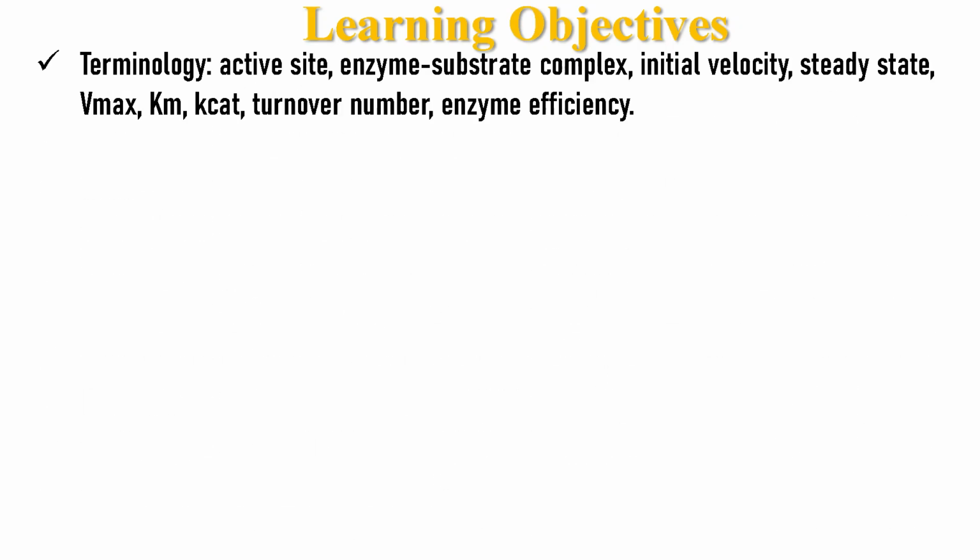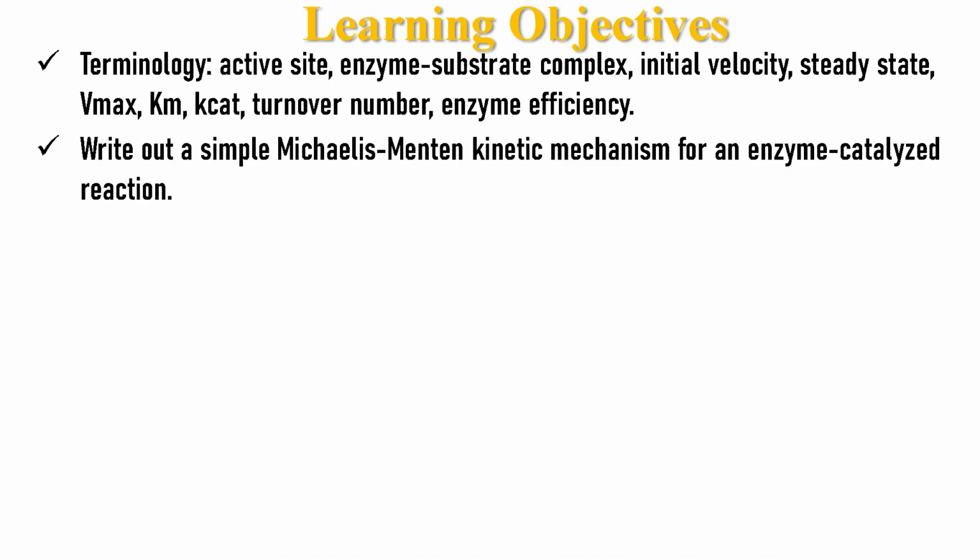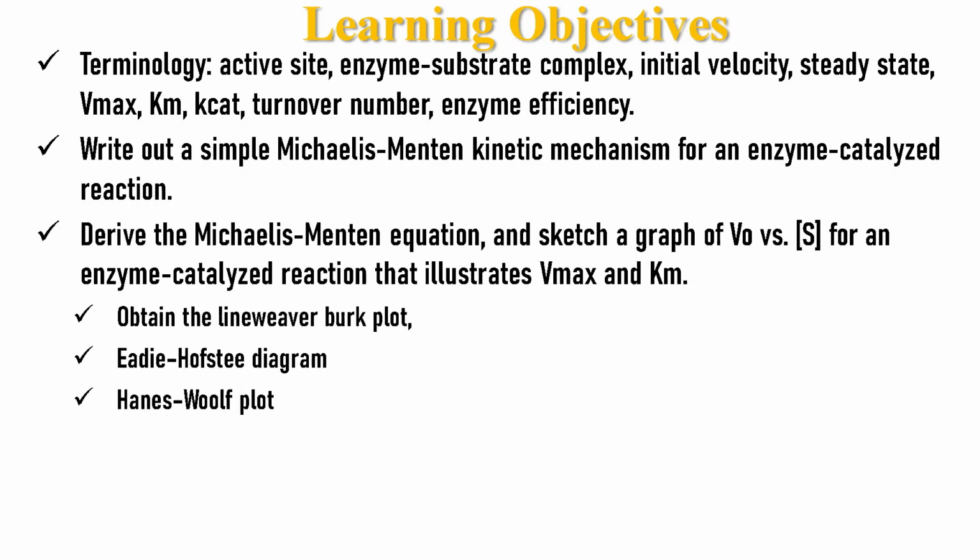Now, what do we expect by the end of this lecture? You should have become conversant with some terminologies like the active site, enzyme substrate complex, initial velocity, steady state, rapid equilibrium, maximum velocity, Km, Kcat, turnover number, enzyme efficiency, and so on and so forth. You will also learn how to write the simple Michaelis-Menten equation or Michaelis-Menten mechanism for an enzyme catalyzed reaction. We should know how to derive the Michaelis-Menten equation.